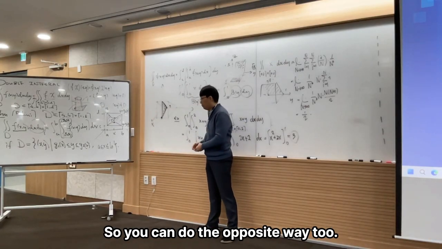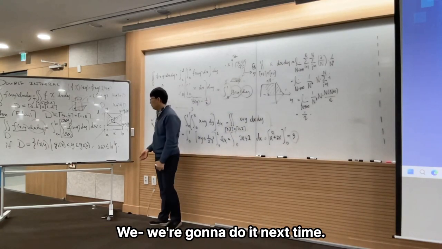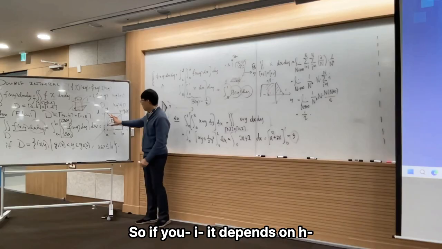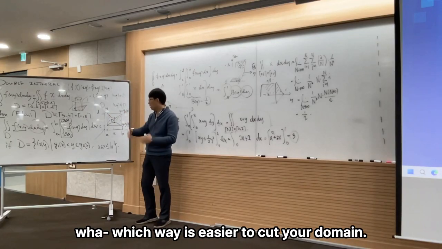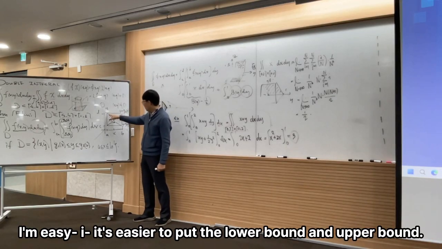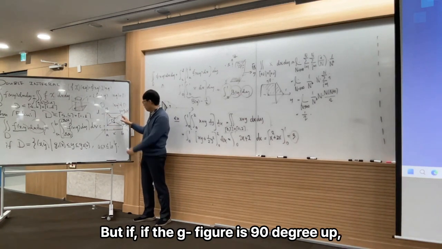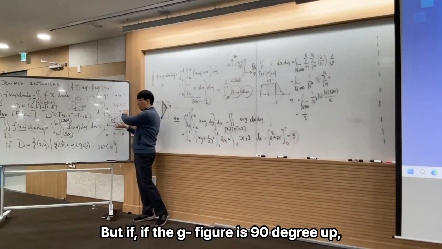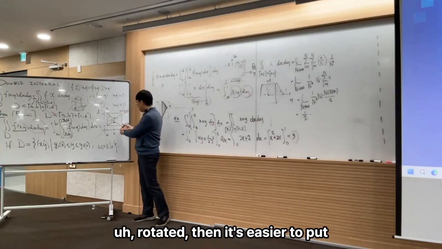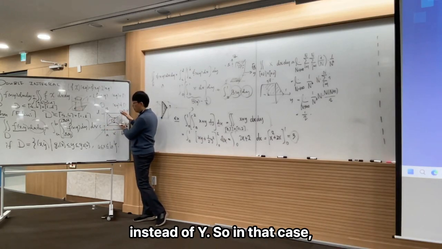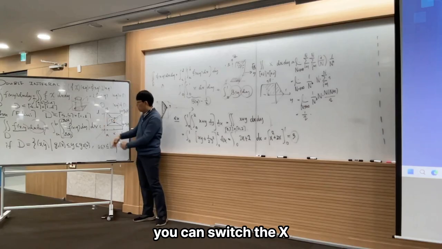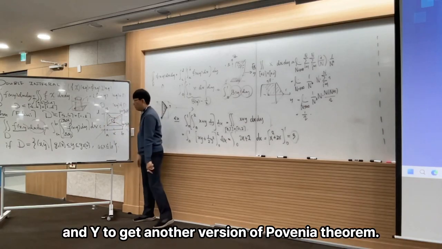So you can do it the opposite way too. We're going to do that next time. It depends on which way is easier to cut your domain. In this way, it's easier to put the lower bound and upper bound for y. But if the figure is rotated 90 degrees, then it's easier to put the lower and upper bounds for x instead of y. In that case, you can switch x and y to get another version of the Fubini theorem.